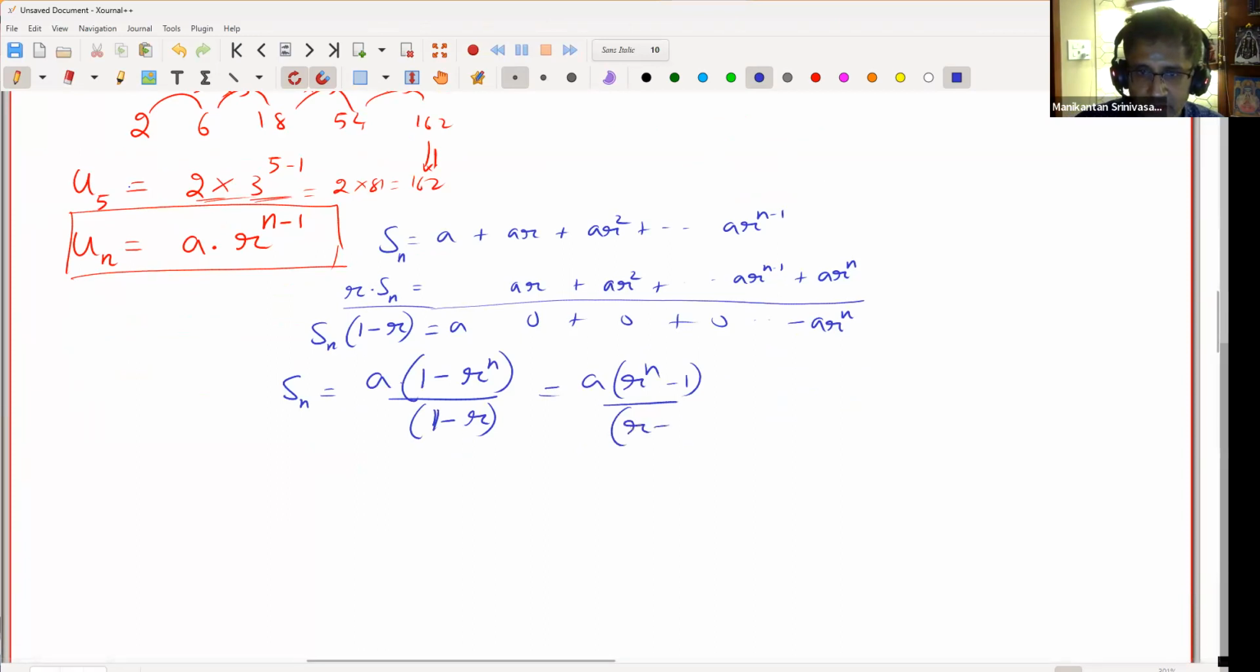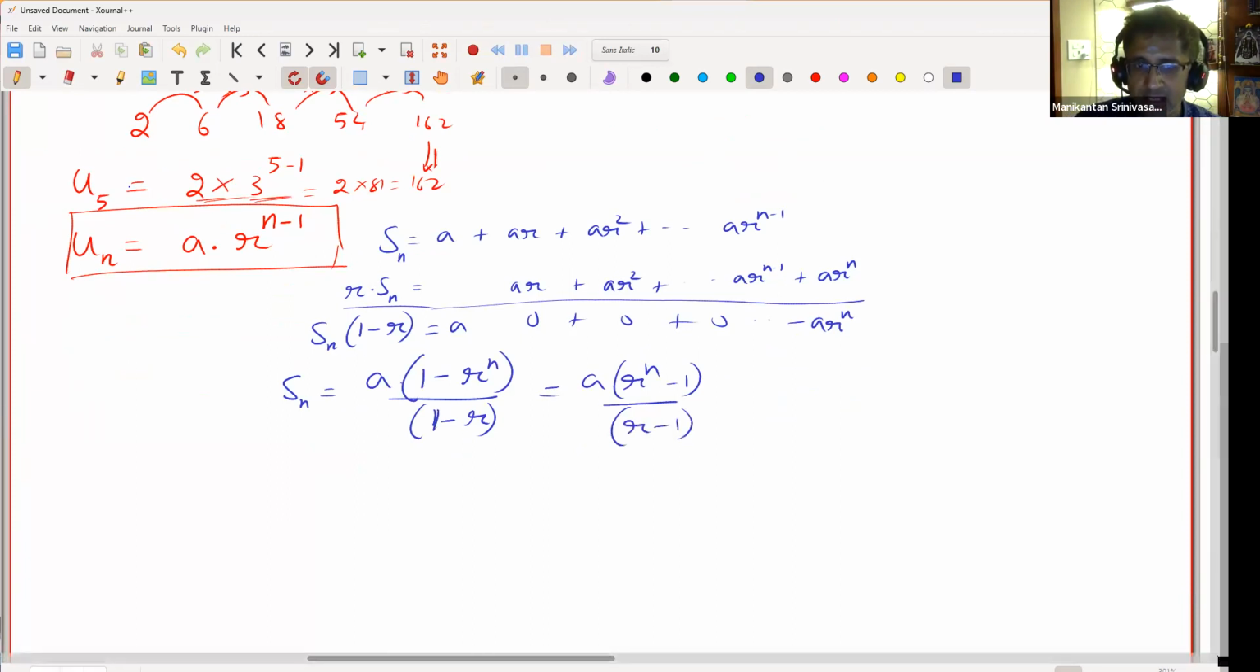That's also fine, right? Typically, when r is smaller than 1, people use the left one. When r is bigger than 1, let's say r is 3, then rather than deal with negative numbers, I'll go with r power n minus 1 by r minus 1. But either way, the negative will get cancelled. So it does not matter. Both forms are equivalent only.